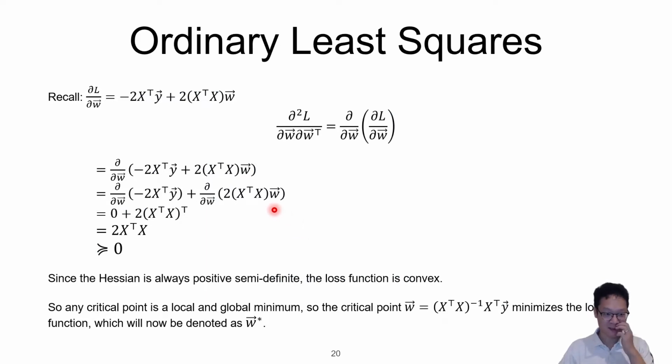Back on the slides again. We took the Jacobian of the gradient. First we used the sum rule, taking the Jacobian term by term. This term is independent of W. This term is linear in W, so we take the transpose of the coefficient, and in the end we get 2X transpose X, which is always positive semi-definite. So this shows that L is indeed a convex function, and therefore this critical point minimizes the loss. From now on, it's going to be called W star, for optimum.